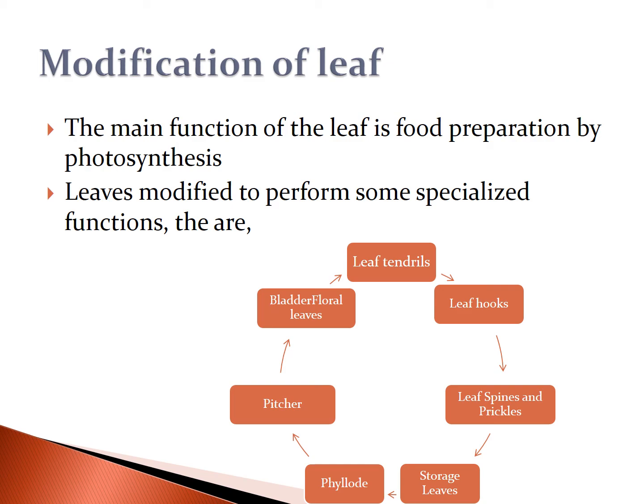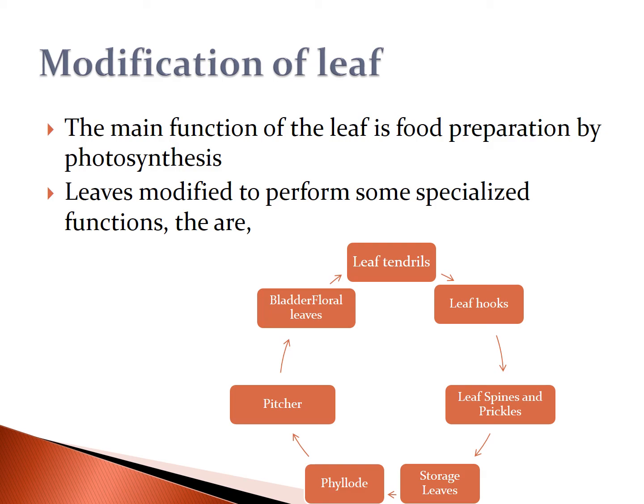Root also gets some modification. Stem also gets some modification. Here leaf also gets some modification. Now we are going to see about that. The main function of the leaf is food preparation by photosynthesis. Leaves modified to perform some specialized functions are: first is leaf tendrils, then leaf hooks, third one is leaf spines or prickles, fourth one is storage leaves, then scale leaves, pitcher, bladder, floral leaves. Okay, these are the modifications of the leaf.